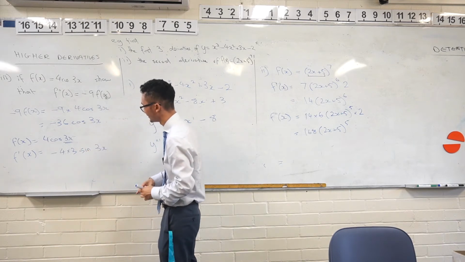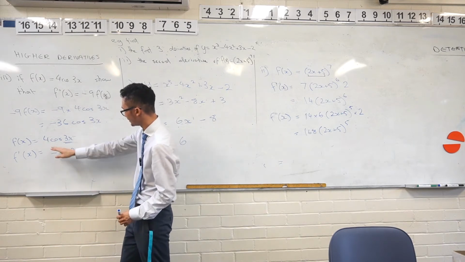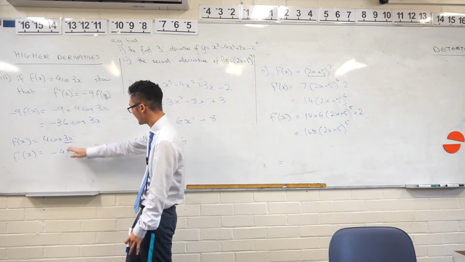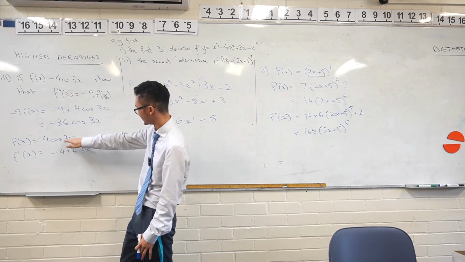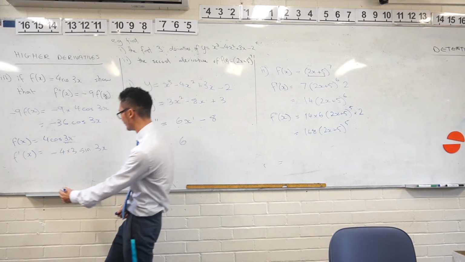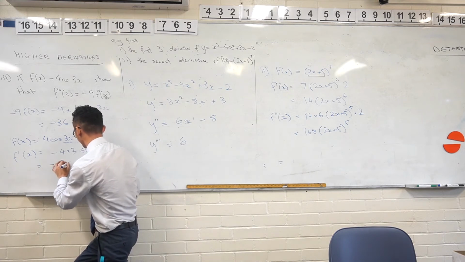So let's just recap that again. I've got the constant that stays there. I've got the negative now that's introduced because I differentiate cos, which becomes negative sine, and this 3 has to come out the front because it's the derivative of that expression, and then I end up with negative 12 sine 3x.